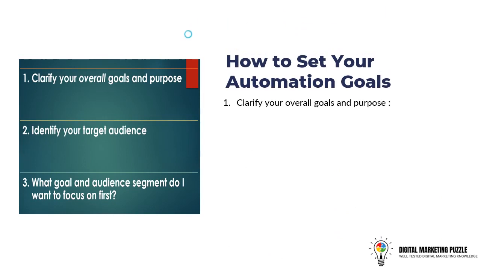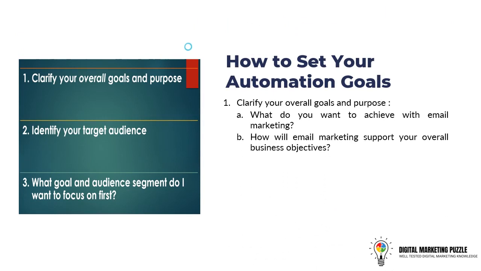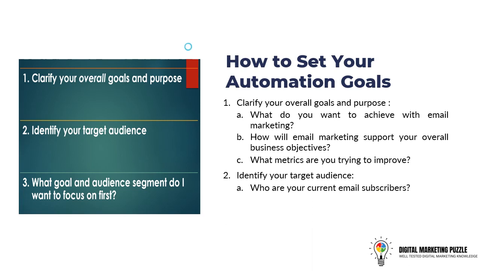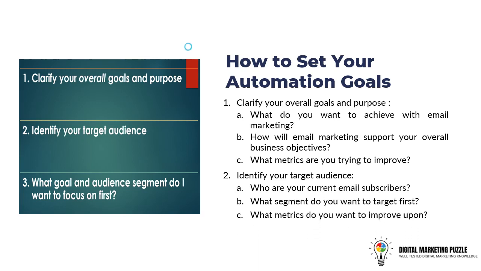1. Clarify your overall goals and purpose. A. What do you want to achieve with email marketing? B. How will email marketing support your overall business objectives? C. What metrics are you trying to improve? 2. Identify your target audience. A. Who are your current email subscribers? B. What segment do you want to target first? C. What metrics do you want to improve upon?